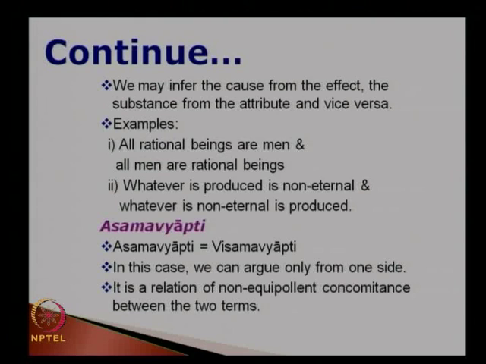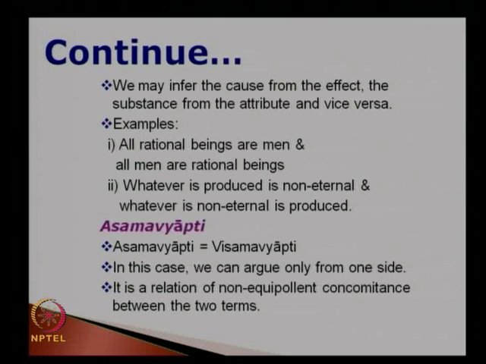The second example they have given is, whatever is produced is non-eternal. Anything that is produced in this earth will be destroyed, therefore it is not eternal. And further you can also make a statement saying that whatever is non-eternal is produced. So that means on both sides you can have inferences. So this is called Samavyapti.